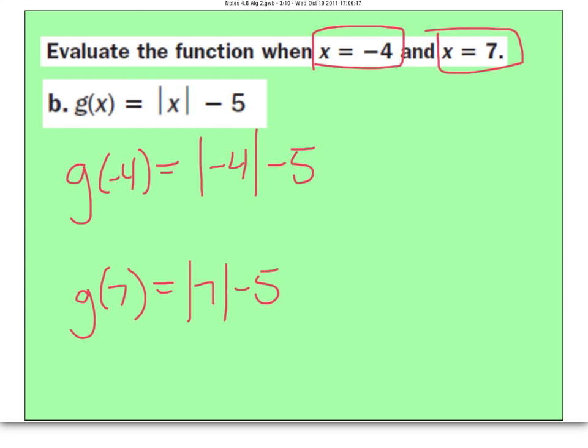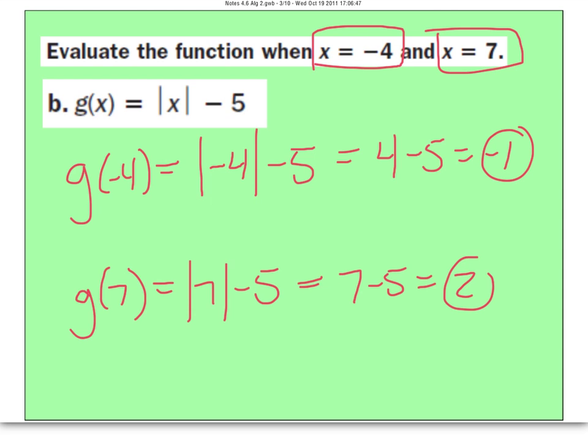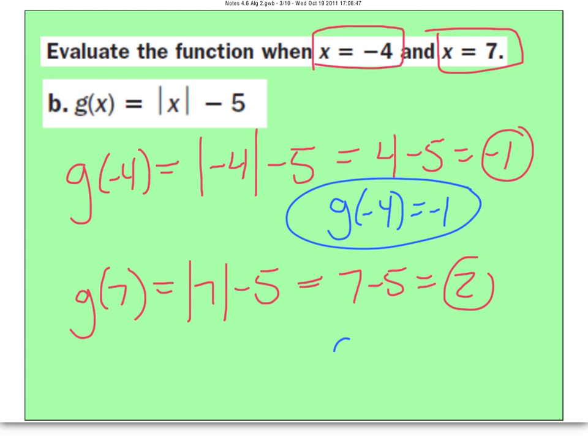Okay, let's go to the top one. Absolute value of negative 4 is positive 4 minus 5 equals negative 1. Absolute value of 7 is 7 minus 5 would give me 2. So if I wrote them as a final answer, I would say g of negative 4 equals negative 1. And I would say g of 7 equals 2.